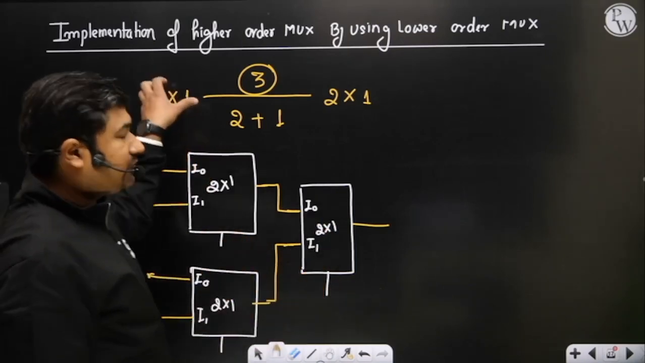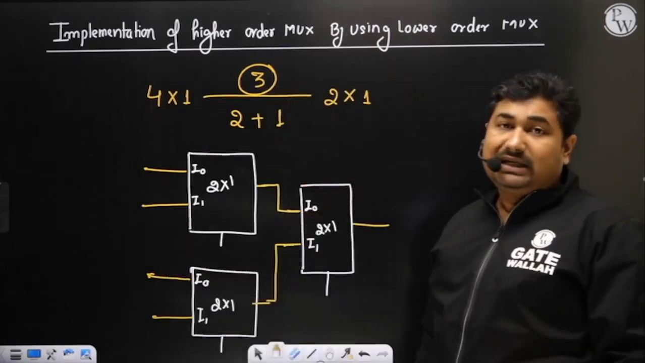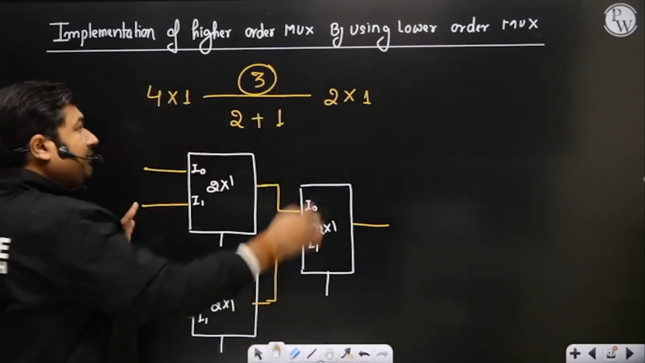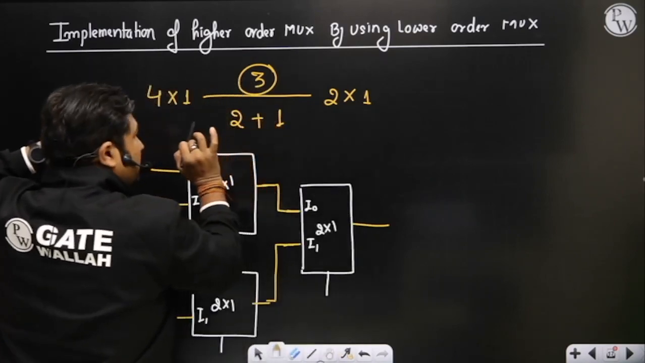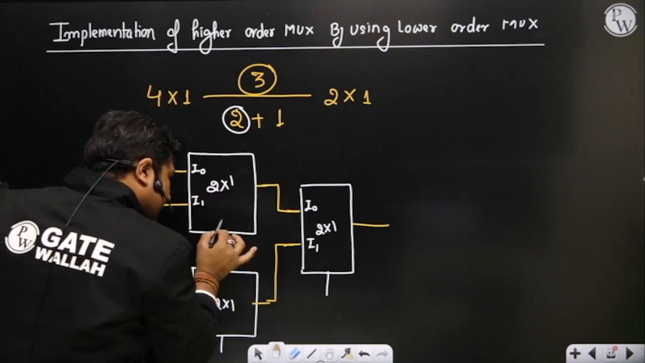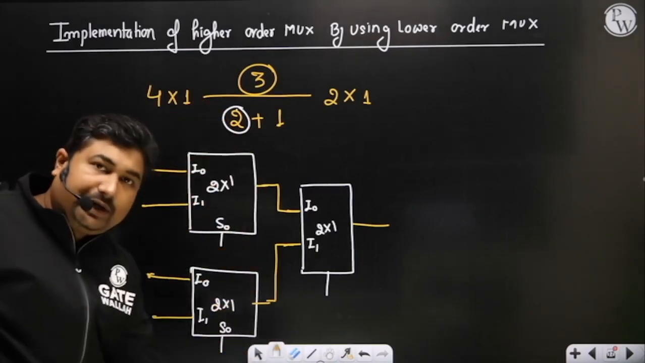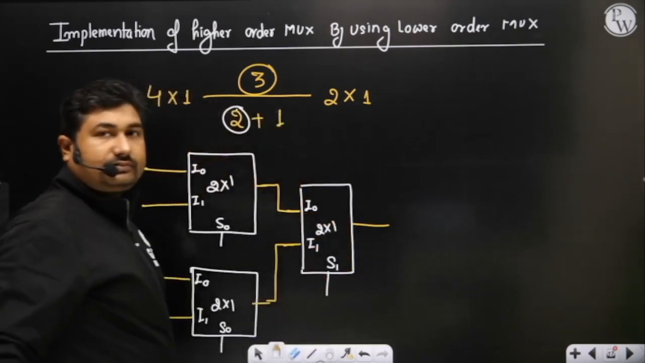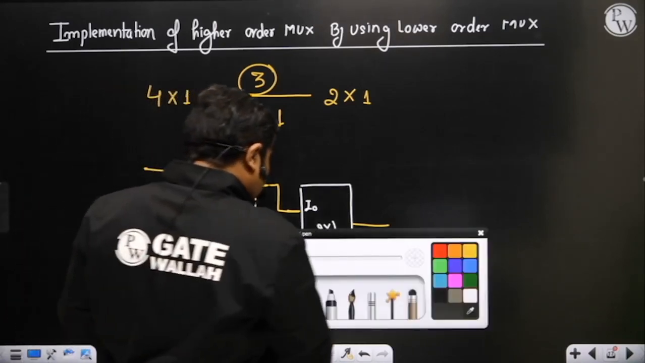Sir, in 4 cross 1, there are 2 select lines. However, in 2 cross 1, there is only one select line. So, how to put the numbering? Please see. You have started dividing, and you start writing from left to right. So give this one as S0. All these are going to be S0 pins. This one is going to be the S1 pin. This is mandatory, sir. Otherwise, your conventional approach will not work.